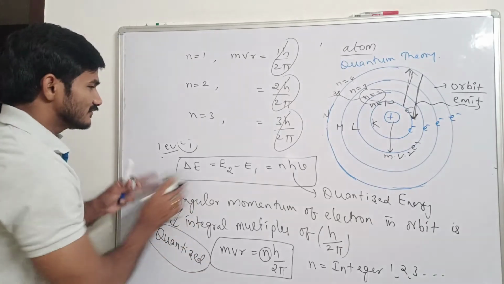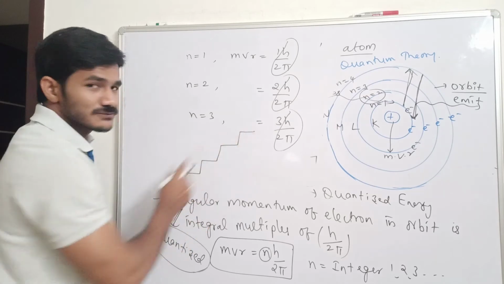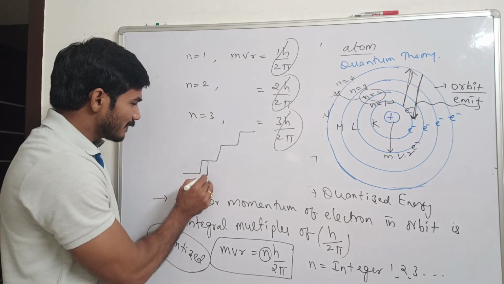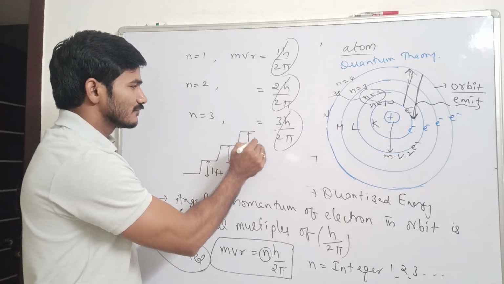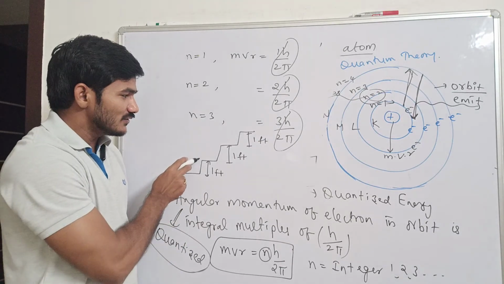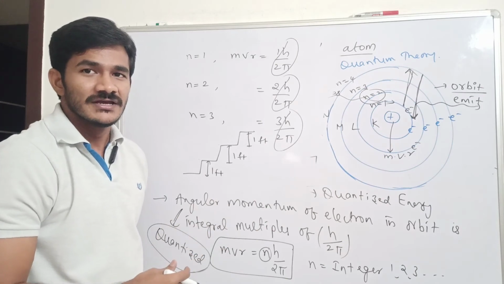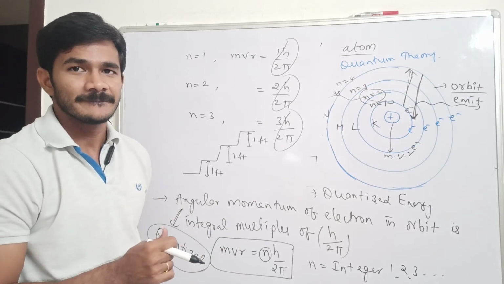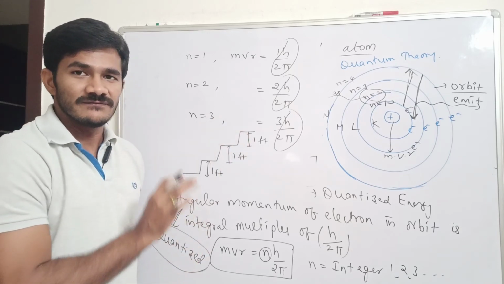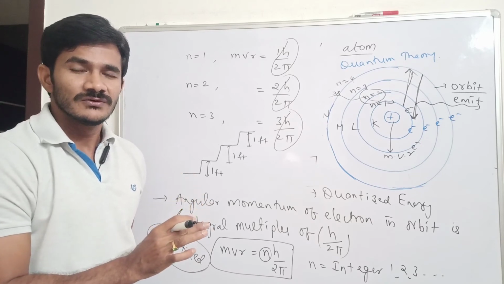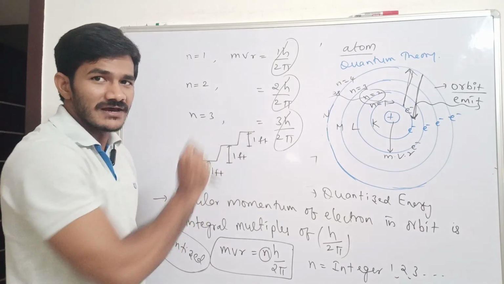For example, let me explain this with a simple example. These are steps. Each step has 1 feet height. So you can stand at 1 feet, 2 feet, 3 feet, or 4 feet, 5 feet. You can stand on the particular steps. Can you stand at 1.5 feet? No, you can't stand, because each step is fixed at 1 feet. So we have to stand with respect to the given fixed value.